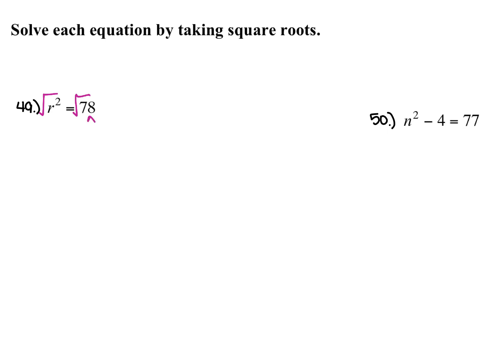That 78 is divisible by 2. It would be 2 and 39. The 39 is just divisible by 3 and 13. You don't have another 2 that pairs up with it. You don't have another 3 or another 13 that pairs up with them. So this just simplifies to be r is equal to plus or minus the square root of 78.